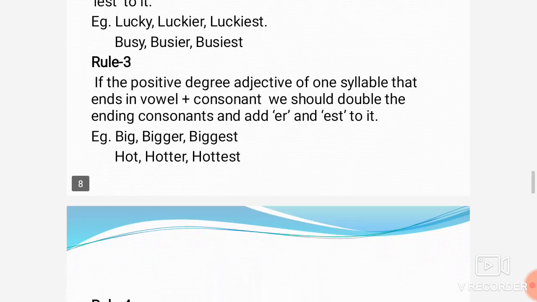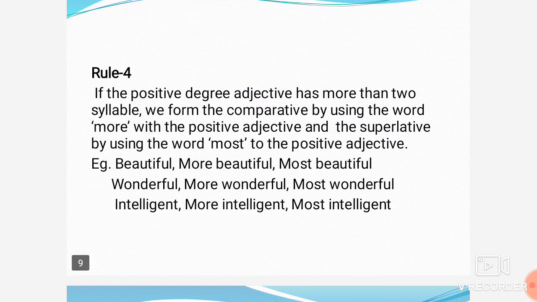Now coming to rule number 4. If the positive degree adjective has more than 2 syllables, we form the comparative by using the word more with the positive adjective and the superlative by using the word most with the positive adjective. This means the positive degree adjective has got more than 2 syllables.